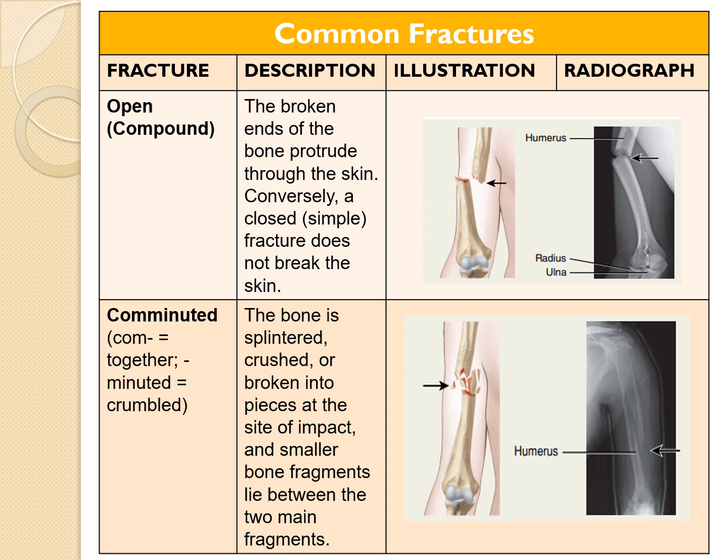First of all, coming to open or compound fracture. Here the broken ends of the bone protrude through the skin. Conversely, in contrast, a closed or simple fracture does not break the skin. Here you can see these are the broken ends of the bone that protrude through the skin.